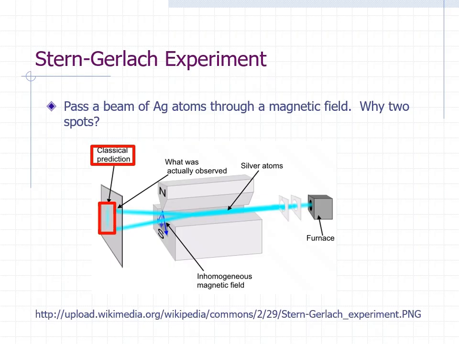However, that is not what is observed. Instead, the beam splits into two distinct spots. This result clearly indicates that the magnetic dipole moment is quantized. But there's a problem.